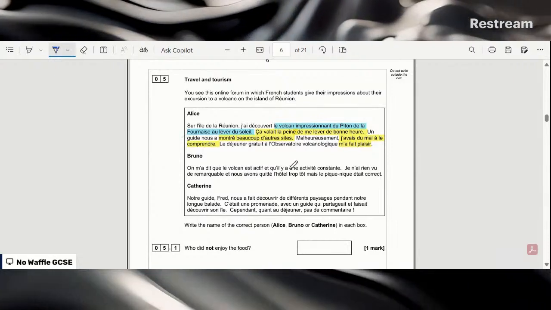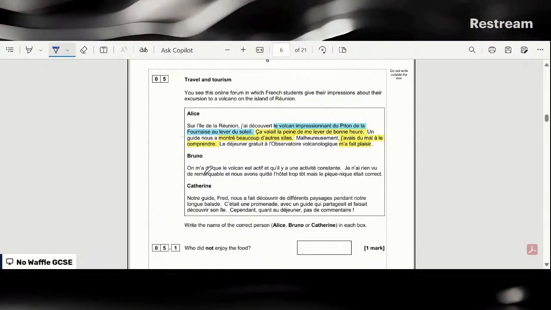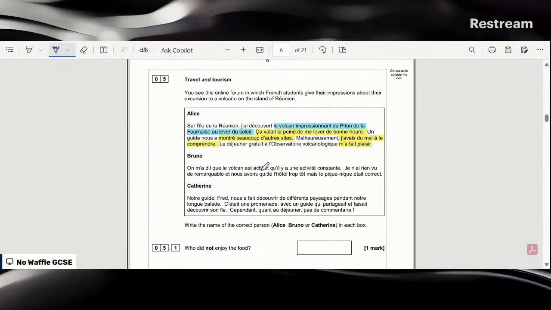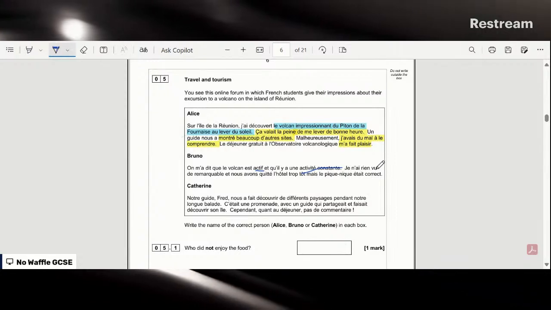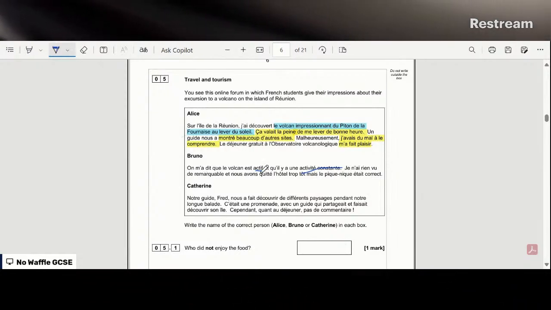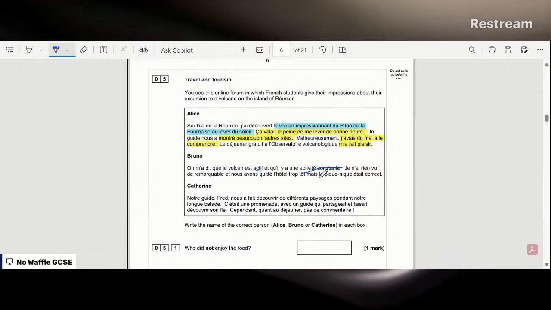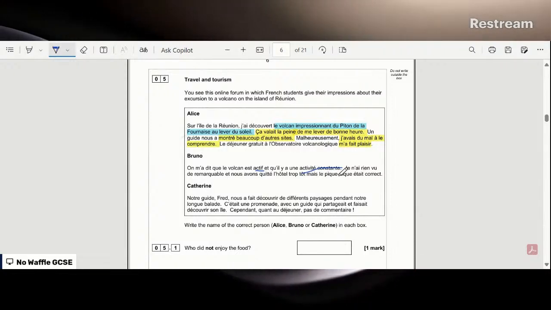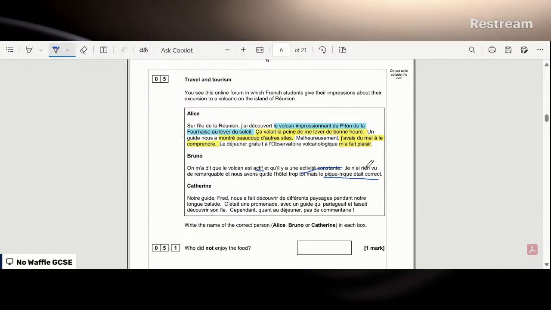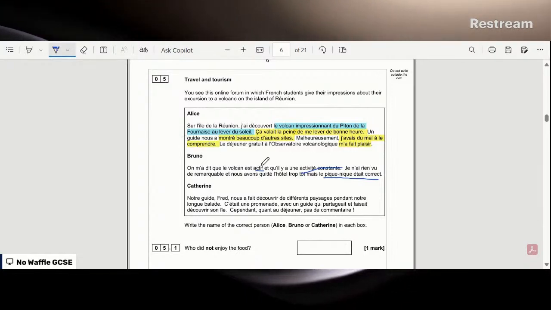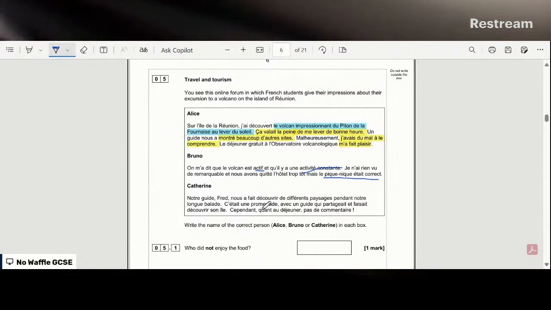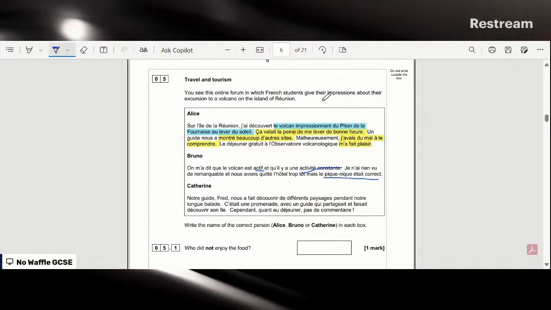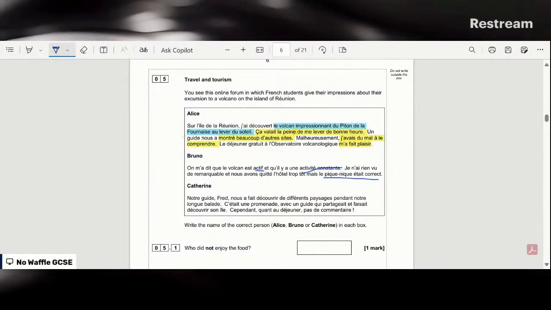On m'a dit que le volcan est actif et qu'il y a une activité constante. So one would be told that the volcano is active and there would be constant activity. Je n'ai rien vu de remarquable et nous avons quitté l'hôtel trop tôt, mais le pique-nique était correct. So despite the picnic being correct, they decided to leave the volcano site, and quitter means they left. They left the hotel very, very early. But they still enjoyed the food, so it must be Catherine, but let's just make sure.